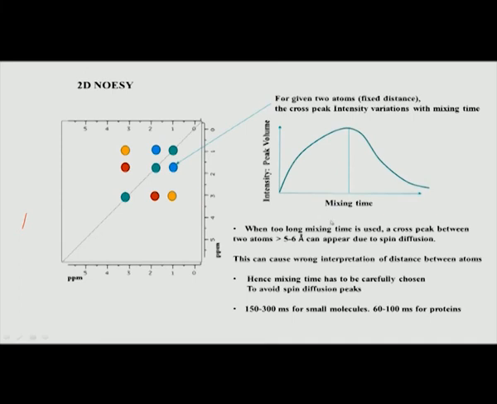This is basically the reason why we should avoid a very long mixing time. As written here, it is about 100 to 150 to 300 milliseconds for small molecules, and we choose 60 to 100 milliseconds for large proteins. In this range, the mixing time is directly related, it comes on this side, and you can safely use the intensity of cross peaks. So, this brings an end to the 2D NOESY experiment. We will continue in the next class with the next experiment in two dimensional NMR, that is 2D ROESY.